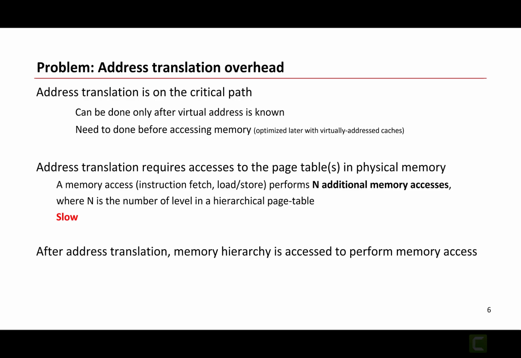Now later on we'll come back and optimize this particular constraint, but for now assume that you have to do the address translation after the address is known, and only then can you go and access the memory hierarchy, which includes your cache and then your main memory. And we just said that an address translation can be expensive, especially if you have a multi-level hierarchical table, because you need to perform n additional memory lookups.